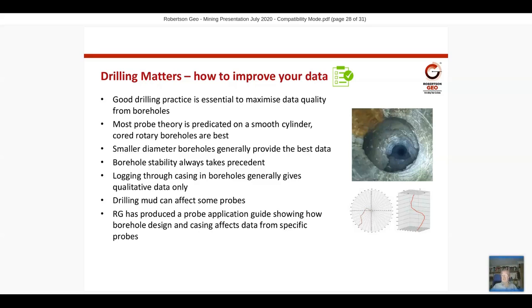As you can see, the image on the right, that's an example of a borehole we were in recently. Quite clearly, that is not a smooth cylinder. It's got ovalization, it's got breakouts, it's got fractures. The actual volume of the borehole is going to be much greater than the theory would predict.